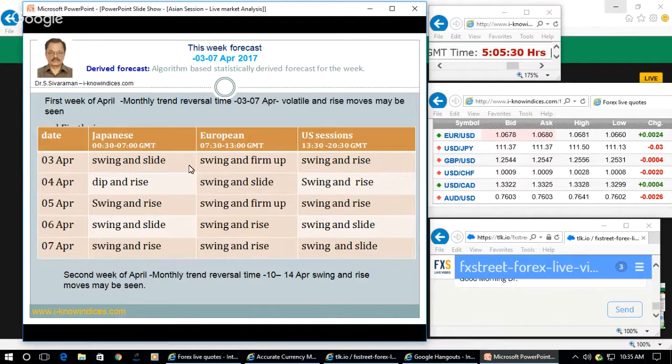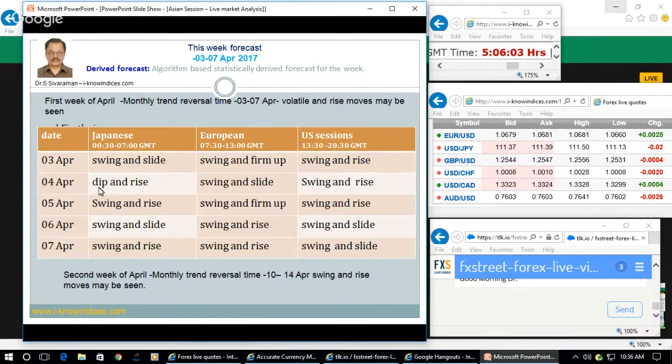So we need to follow the forecast and fine tune the forecast using the market trading technique. Today, 3rd of April, they are expected to make the swing and slide during the Japanese session. They are holding with the positive net change in the case of euro, but negative net change in the case of GBP as well as Australian dollar. Slowly, they will make the slide. Then afterwards, they are expected to make the swing and firm up during the European session, and then swing and rise during the US session.